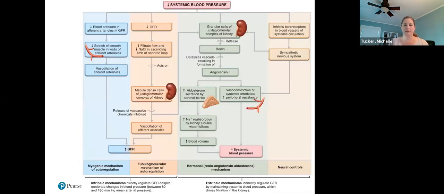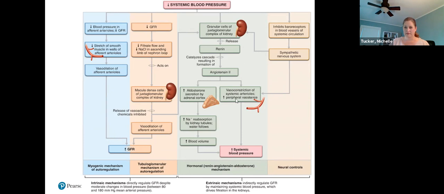This is a very busy slide. I'm not really going to go over it, because I don't really like it, but it does separate the intrinsic mechanisms that are active between 80 and 180 into myogenic and tubuloglomerular. Outside of regular blood pressure ranges, we get neural control by the sympathetic nervous system and hormonal control by the renin angiotensin aldosterone system.